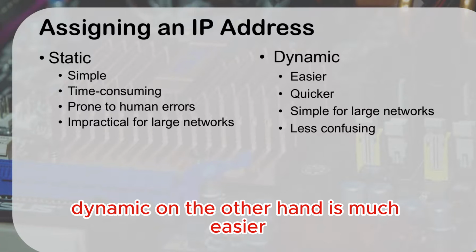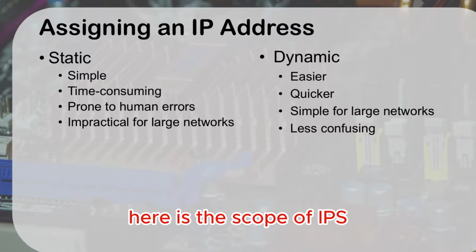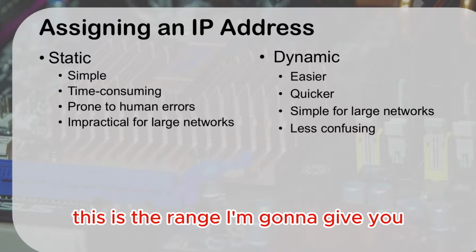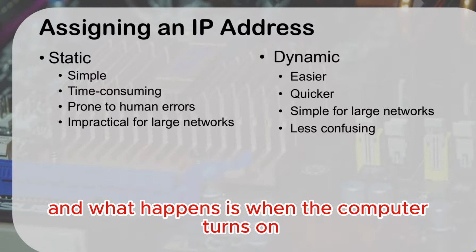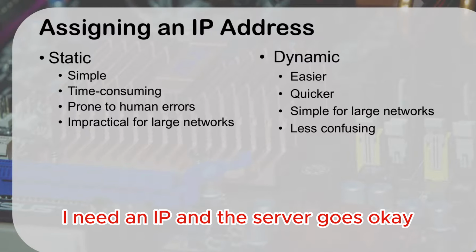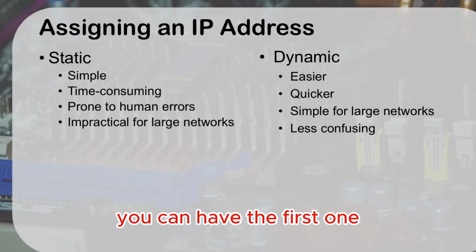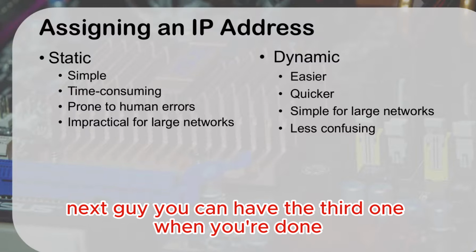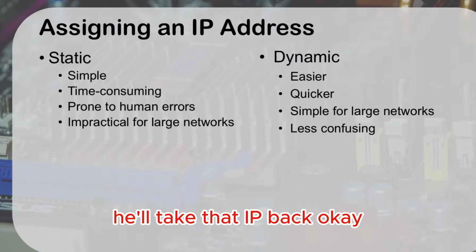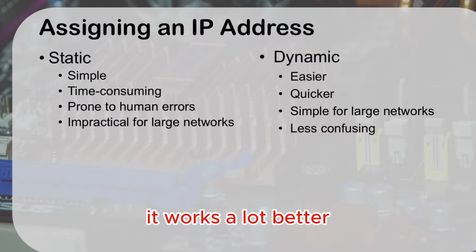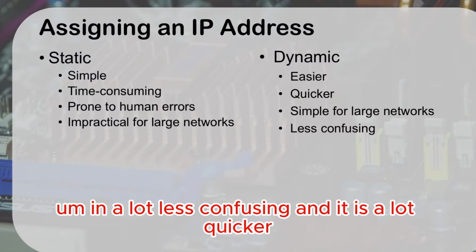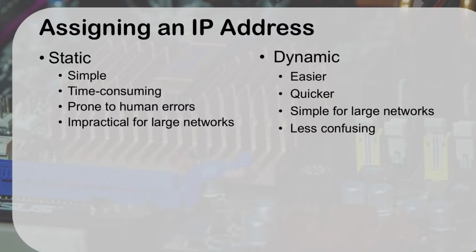Dynamic, on the other hand, is much easier. You set up the server and say, here's the scope of IPs. This is the range I'm going to give you. Here's the 200 IPs I want you to hand out. And what happens is when the computer turns on, it goes, hey server, I need an IP. And the server goes, okay, you can have the first one. Next guy, you can have the second one. Next guy, you can have the third one. When you're done, he'll take that IP back. Okay? And that's what you use usually for large networks. It works a lot better, and a lot less confusing, and it is a lot quicker.